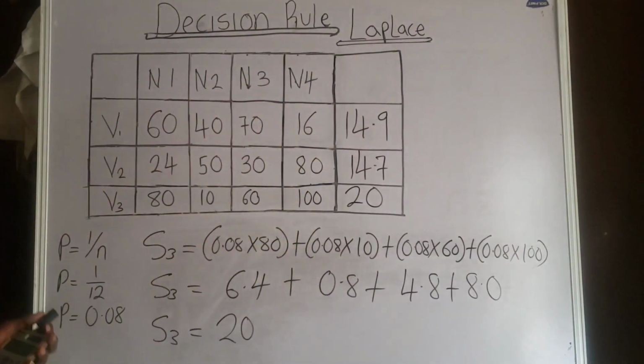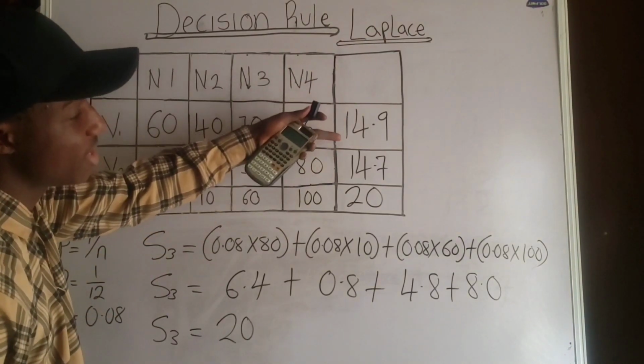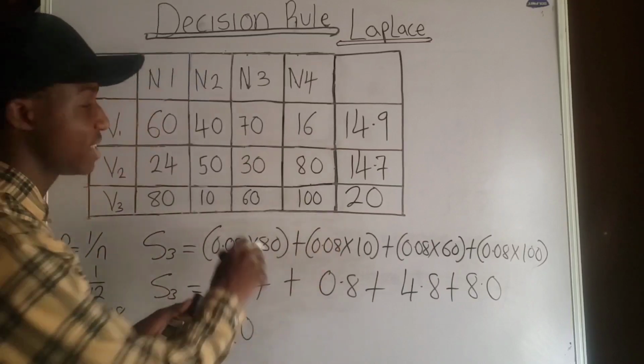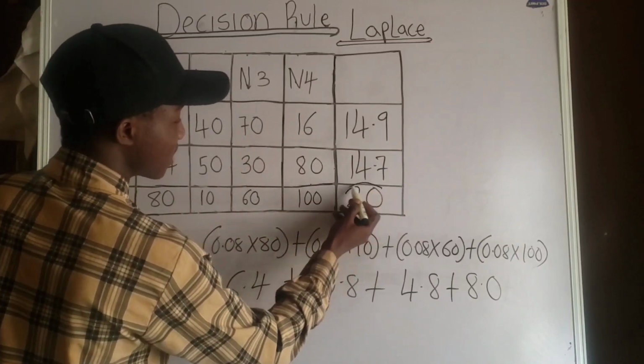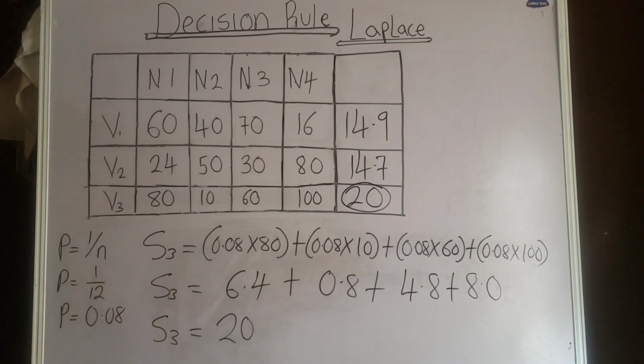Now we have gotten the strategy for each variety. Now, we are going to choose the highest strategy. If you look, we have 14.9, 14.7, and 20. The highest is variety 3, and the highest strategy is 20. So I'm going to circle 20. So that is how to solve a decision question using the Laplace criterion.